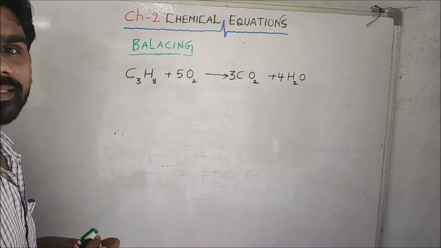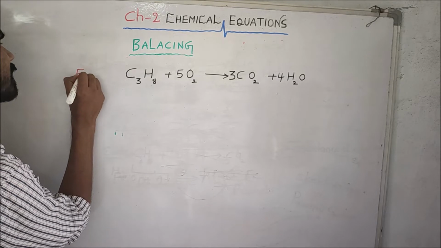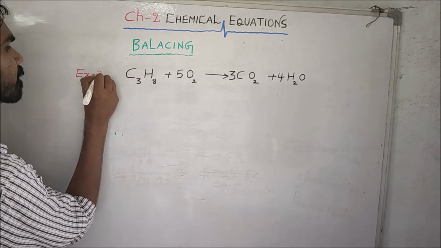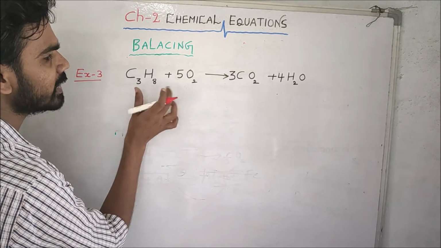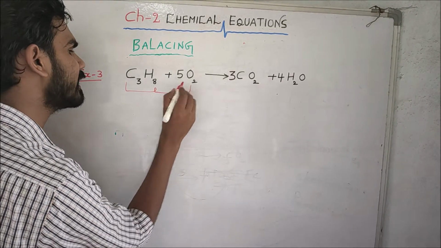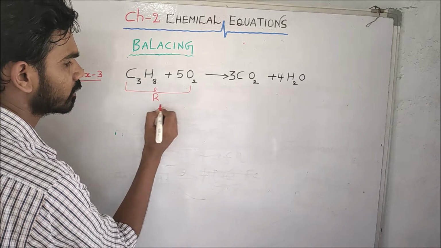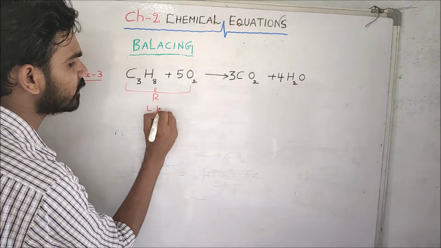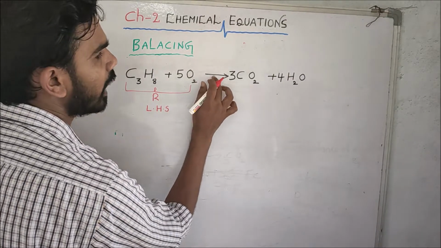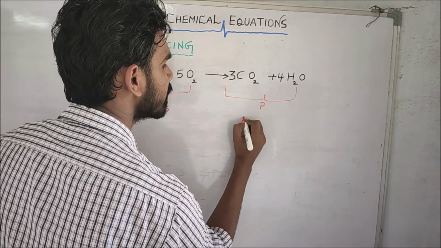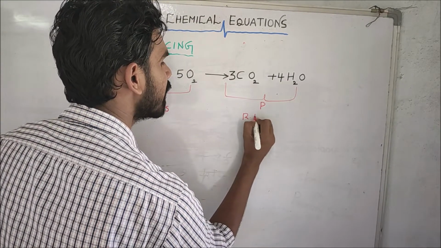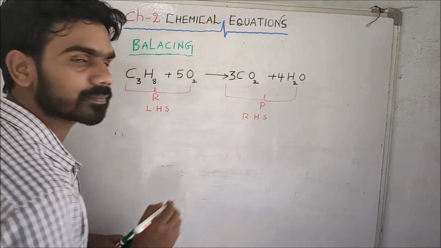Okay, now we'll see the third example, example 3. The arrow's left hand side is called reactants. Reactants are also called the left hand side. The arrow's right hand side is called products. Products are also called the right hand side.